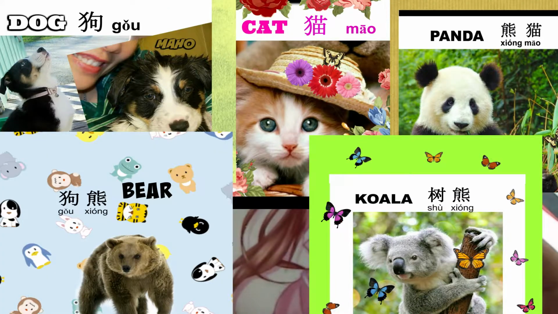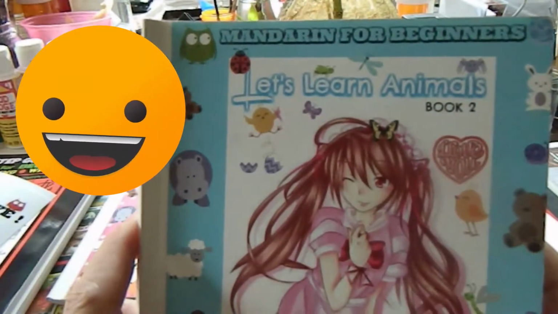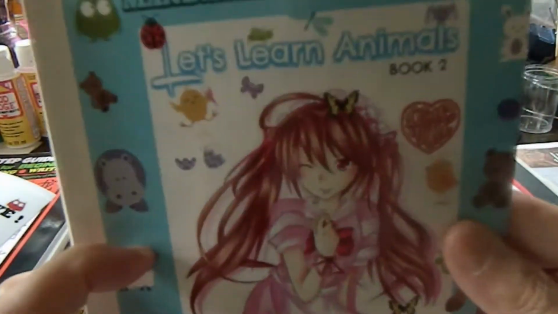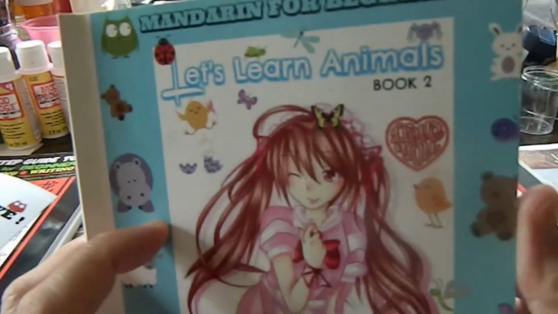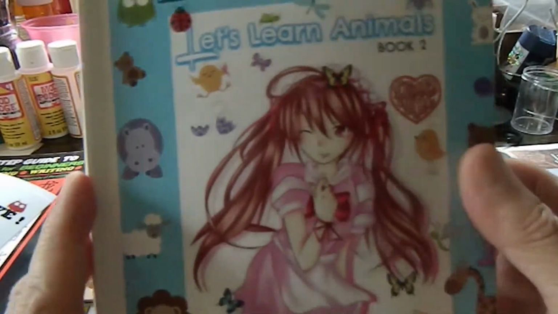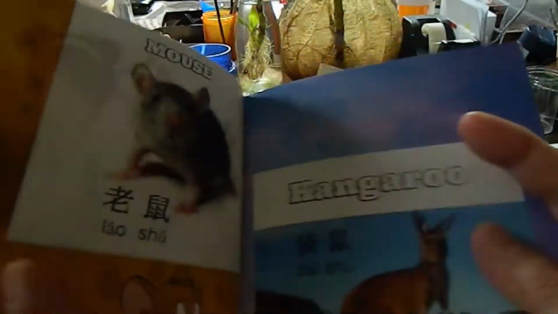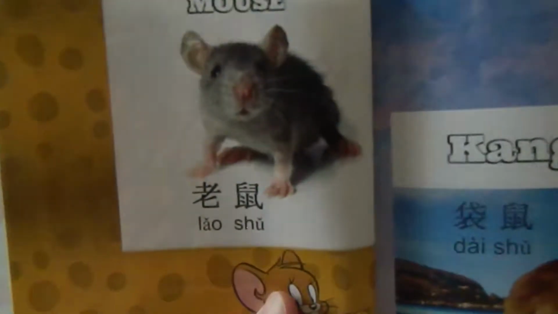Hi, welcome back everybody. Today we're going to continue with the book two animal books, okay? I hope you continue to practice your book one, okay? Now the book two we're going to start with is called Lao Su.